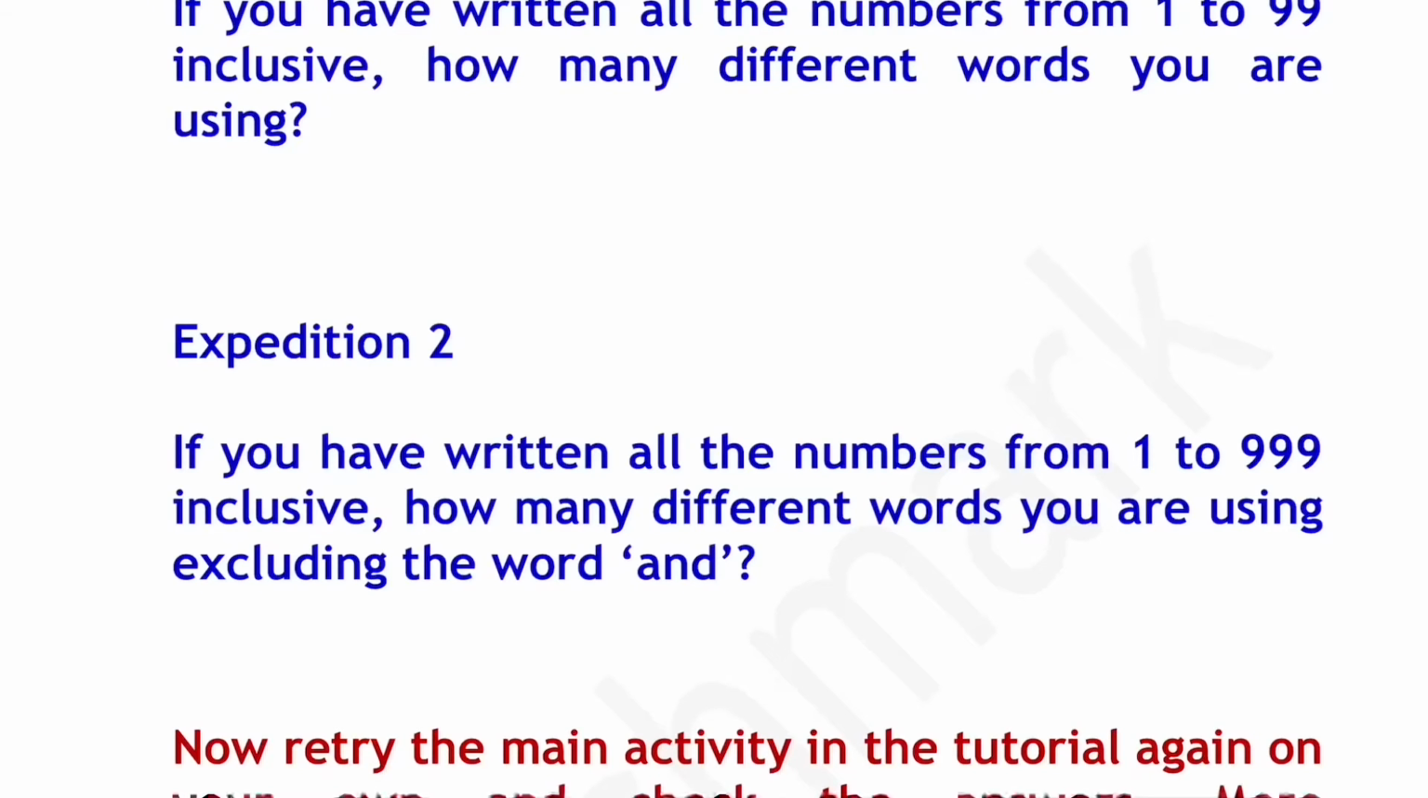Yes, you should have figured out the answer. When you are writing 3-digit numbers, we are using only one new word. That is the term 100. So altogether we are using 28 words, excluding the word and.